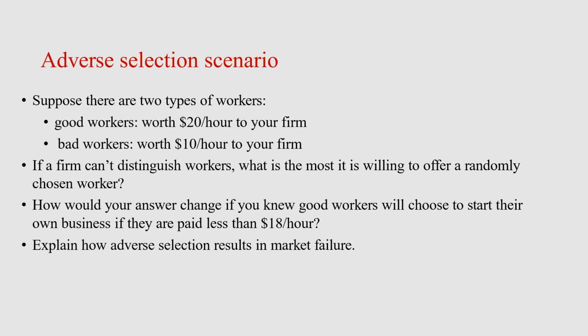Let me rephrase that. If you're going to look at a worker, you've got these bad and good workers, but you don't know which one the person who applied for the job is going to be. What is your strategy in terms of making an offer to a randomly chosen worker? How would your answer change if you knew that good workers will choose to start their own business if they are paid less than $18 an hour?